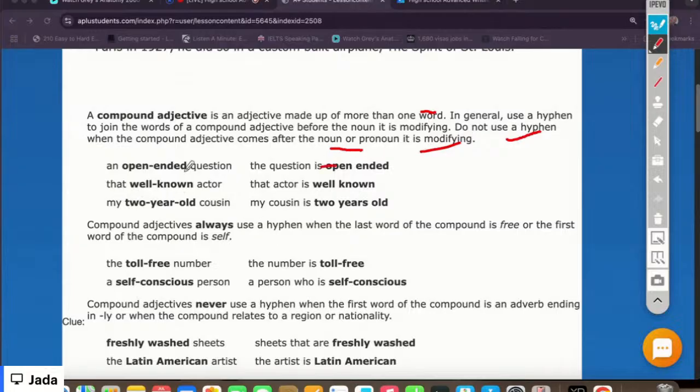So, for example, we have an open-ended question, that well-known actor, and my 2-year-old cousin. So, the question is open ended. That actor is well known. My cousin is 2 years old. So, do not use the hyphen when the compound adjective comes after the noun or pronoun it modifies. Okay, just like this one over here.